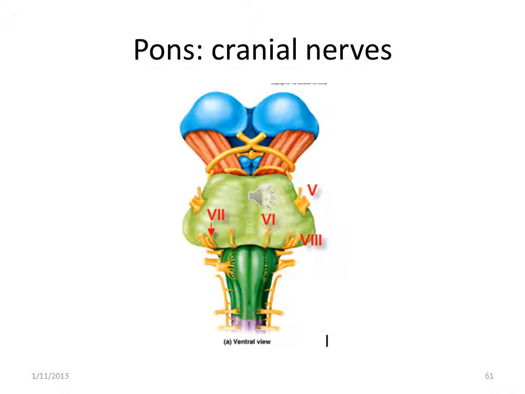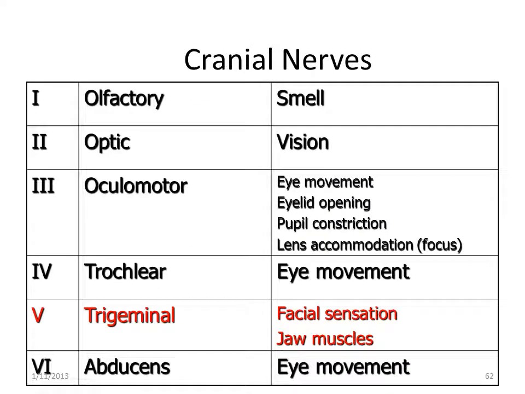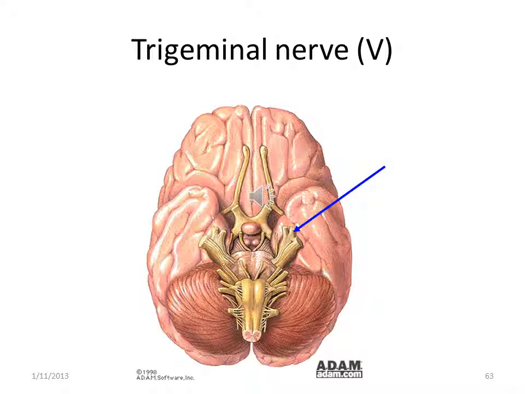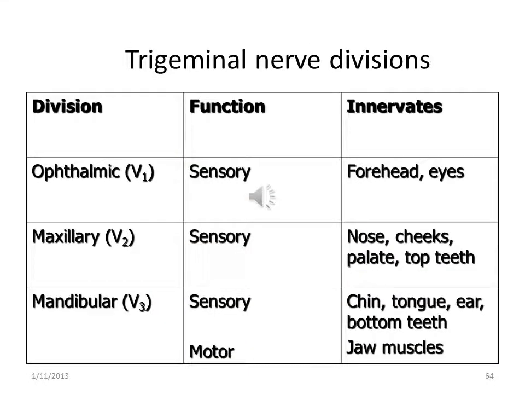There are 4 cranial nerves that come from the pons. Cranial nerves 5, 6, 7, and 8, and all of those are identified here on this slide. Cranial nerve 5 is the trigeminal nerve. It's the largest cranial nerve and has 3 parts. The blue arrow is pointing to the nerve. The 3 parts of the trigeminal nerve are indicated here. They are the ophthalmic, maxillary, and mandibular divisions.